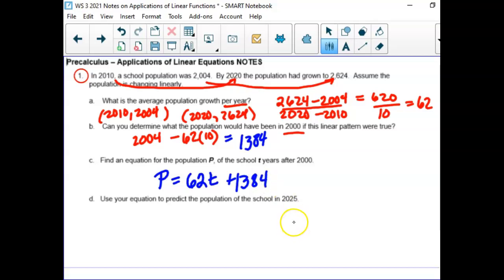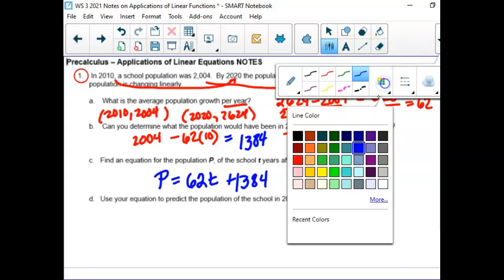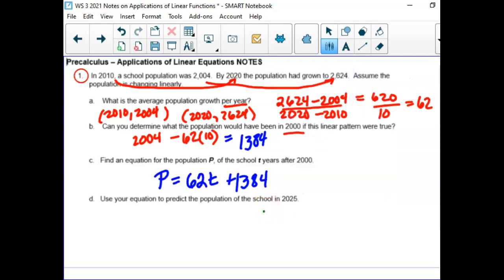Okay, let me show you how I would have done this problem real quick. I would have found the slope like we did right here. Oh, let me switch colors. I need to speed up a little bit here. I'm talking too much. Okay, m equals 62.